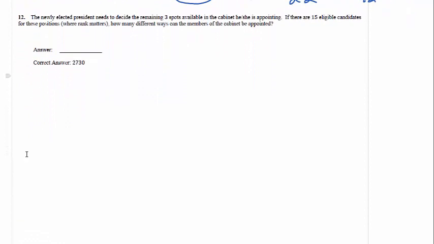Number 12. The newly elected president needs to decide the remaining 3 spots available in the cabinet she is appointing. There are 15 eligible candidates for these positions, where rank matters. How many different ways can the members of the cabinet be appointed? Well, rank matters, which means that order matters. This is a permutation. Okay?